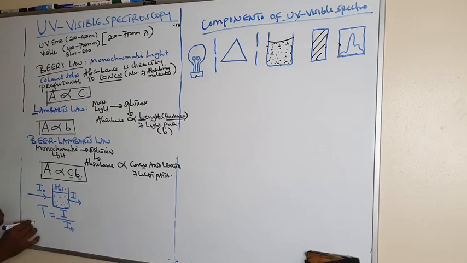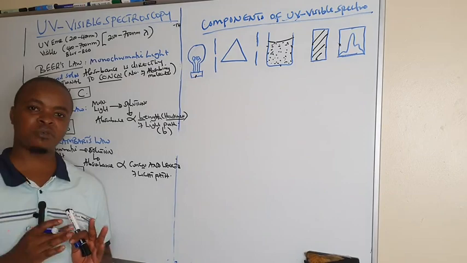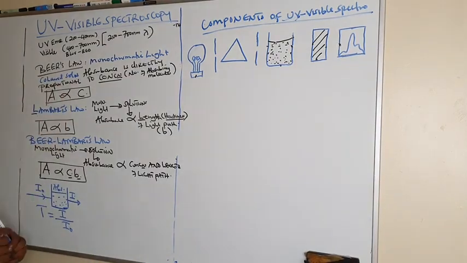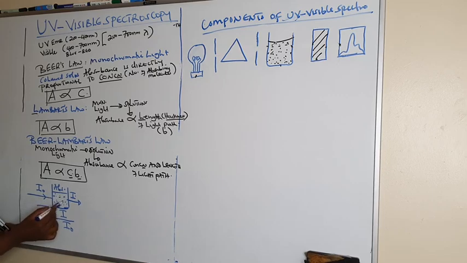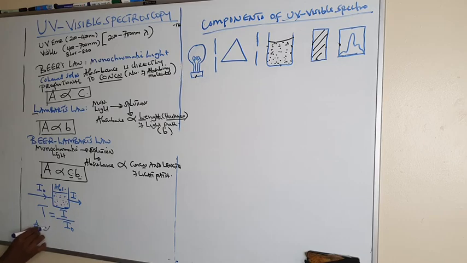Another thing I want you to know is that absorbance is inversely proportional to transmittance. If much of the light is absorbed, less is transmitted. So that's why we say it is inversely proportional. Absorbance is inversely proportional to transmittance. That is what we are trying to mean.